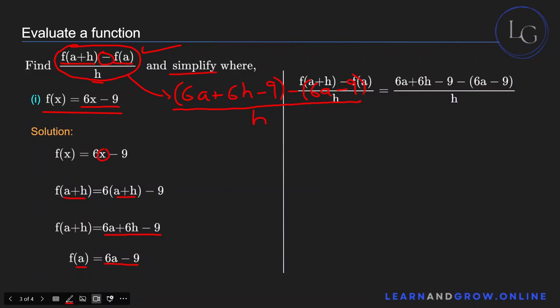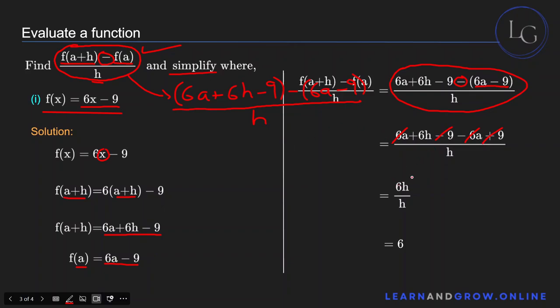Again, that's the same thing you have over here. And now you have to simplify it. So just multiply this negative sign with 6a minus 9. You get minus 6a plus 9. And just do all the subtraction. This will be subtracted with this, so cancel them out. And this will be subtracted with this, so cancel them out. So you're just left with 6h over h. And further simplification, since h and h get cancelled out, leaves you with 6. And so this is how you evaluate this entire expression when the original function is given to you.